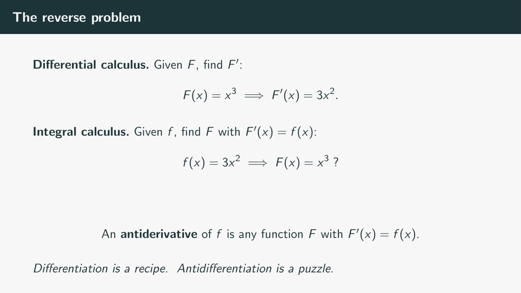The forward problem, differentiation, is a recipe. Given any function built from elementary pieces, you can crank the rules and get the derivative. The reverse problem is genuinely different. It's a puzzle. Sometimes the answer is obvious, sometimes it takes work, and, as we'll see in later episodes, sometimes for functions like sine of x squared or e to the minus x squared, no elementary antiderivative exists at all. For today, we stick to the cases where it does.